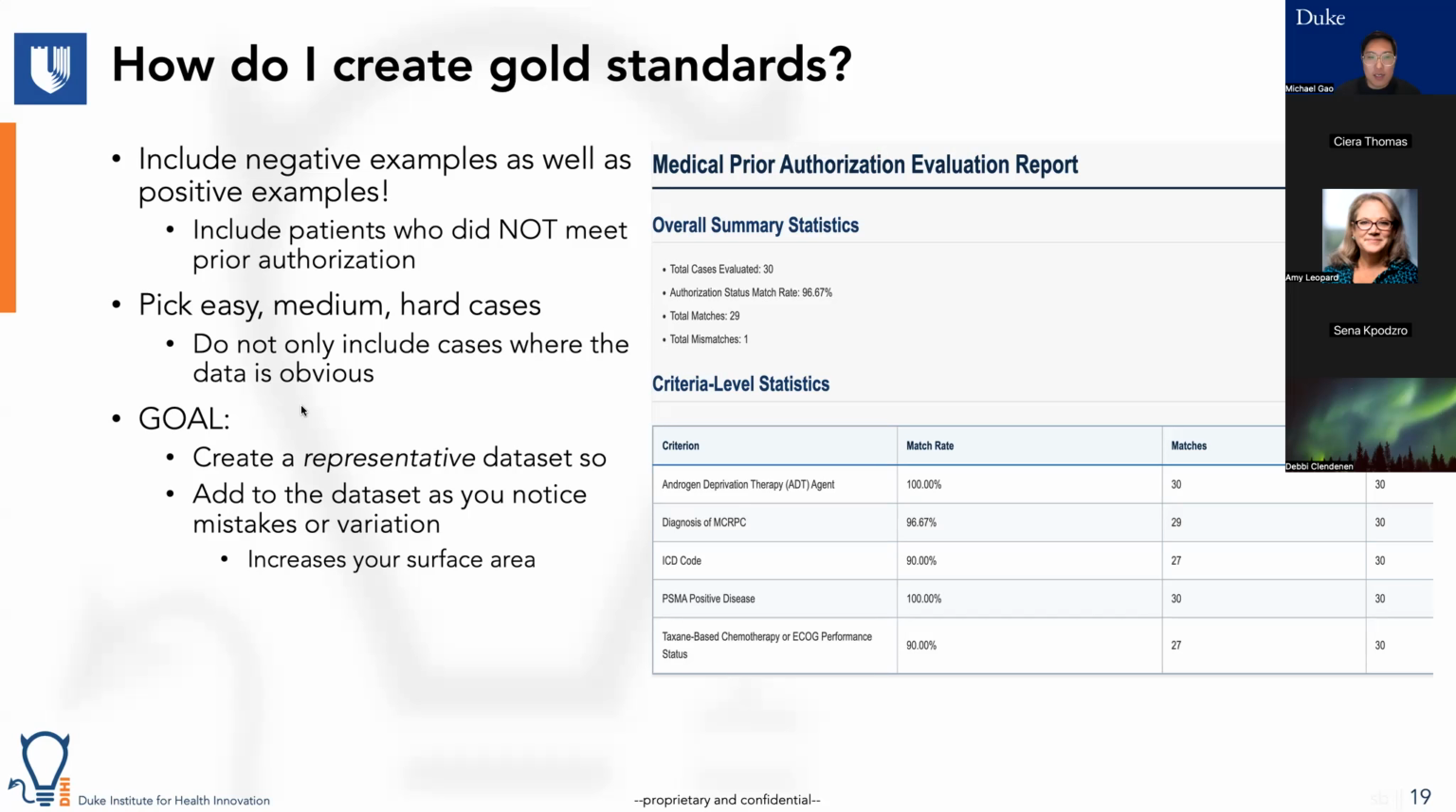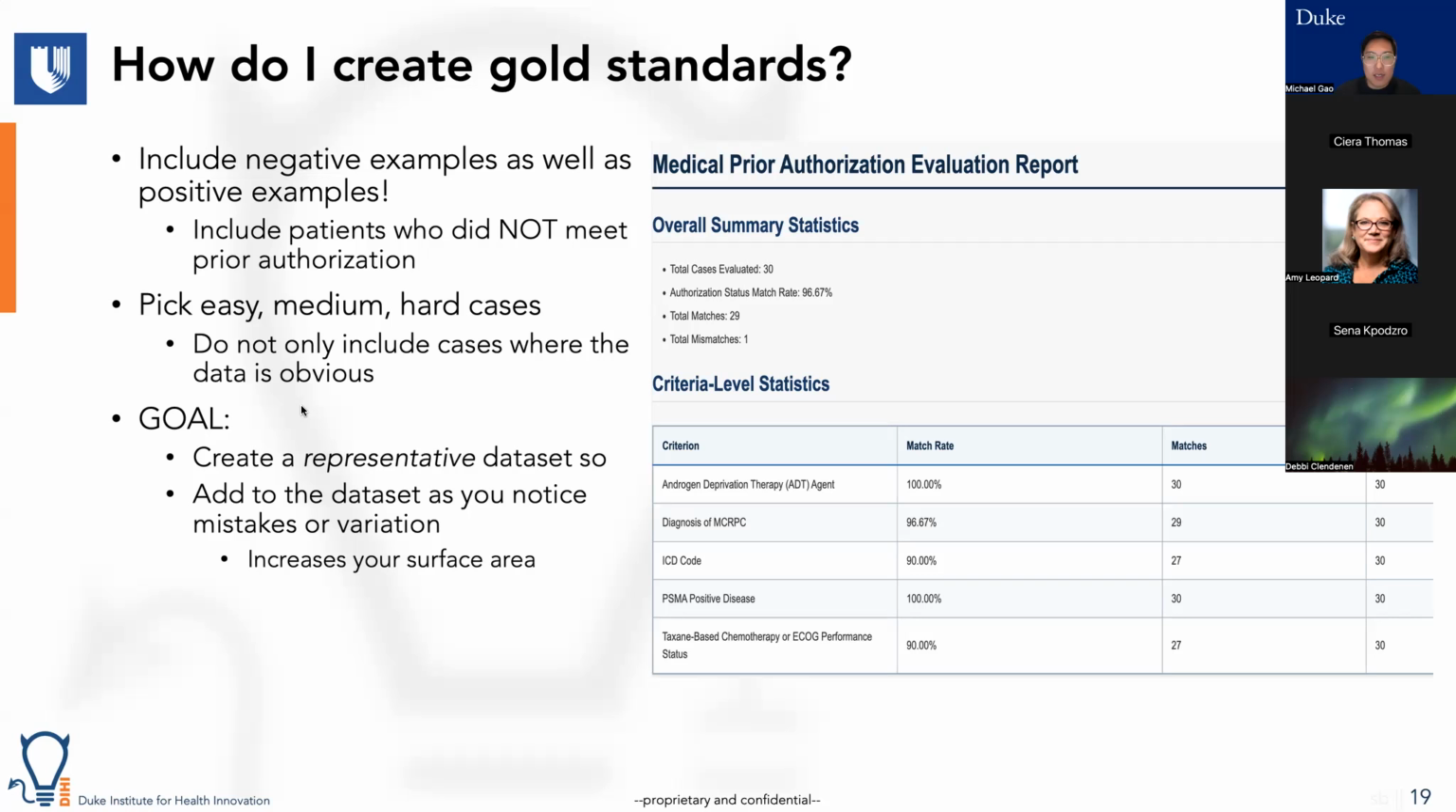Meaning if for this instance, I'm trying to create a solution for prior authorization, I'm not just going to include patients who met prior authorization and had yes to all the answers. I want to include a few or perhaps many who did not meet prior authorization. And the reason for that is because if you don't include the full distribution of potential patients that the large language model, or the Gen AI solution, will work with, then you won't really have an idea of whether it only works in the easy case or whether it only works in the affirmative case rather than the negative case.